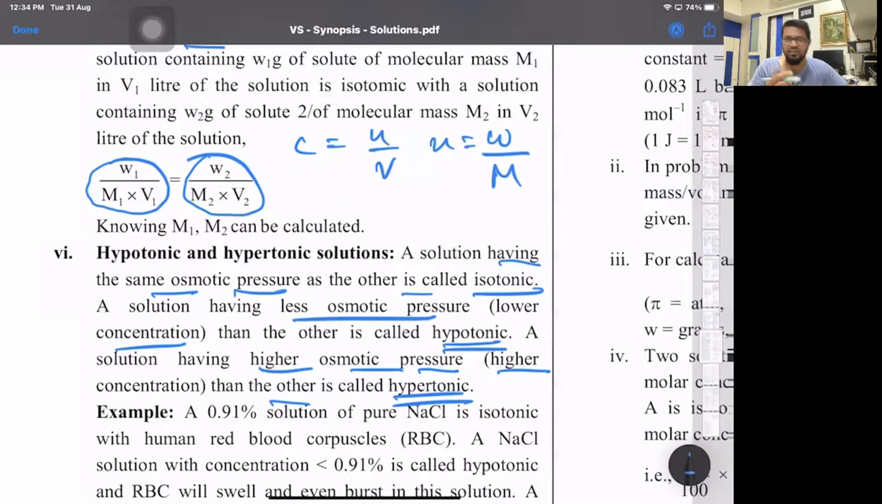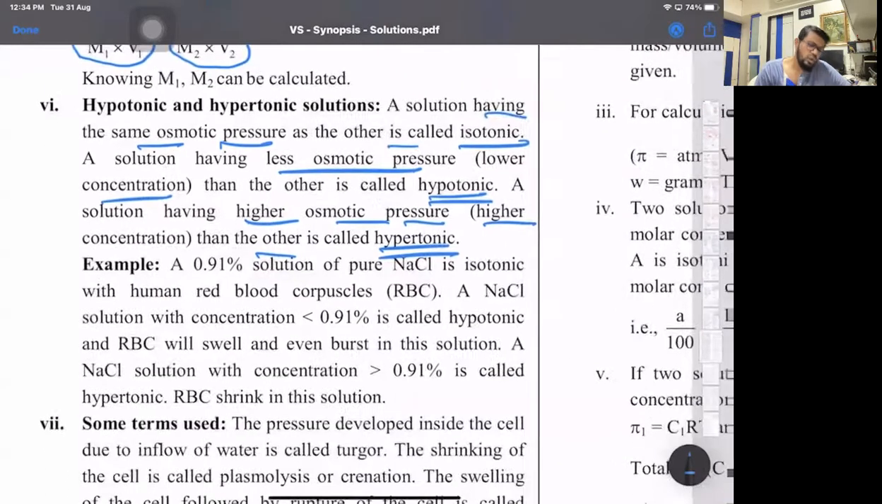Okay, so that's what it says. A solution having higher osmotic pressure, that is the salt, as compared to the other is called hypertonic. So always remember, solvent moves from hypotonic to hypertonic till it becomes isotonic. Hypo to hyper till it becomes iso.